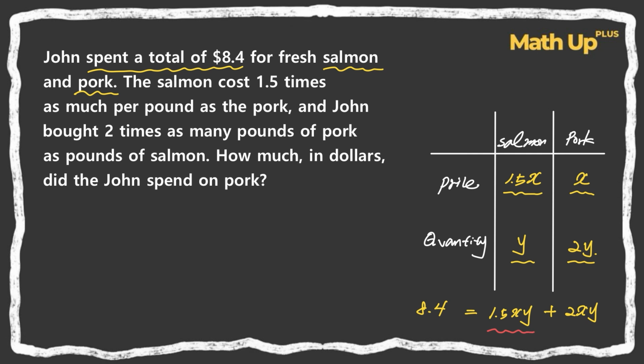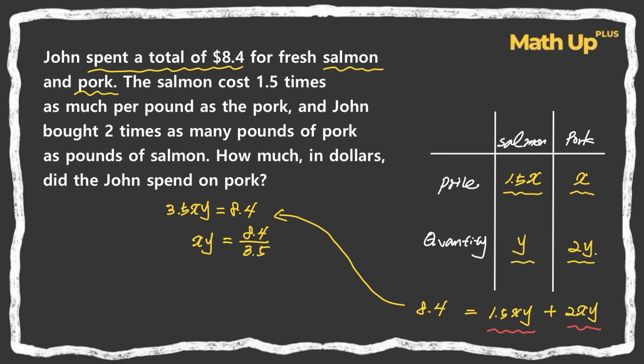So 1.5xy plus 2xy, that's going to be 3.5xy. That is equal to $8.4. So we know that x times y is equal to 8.4 over 3.5.